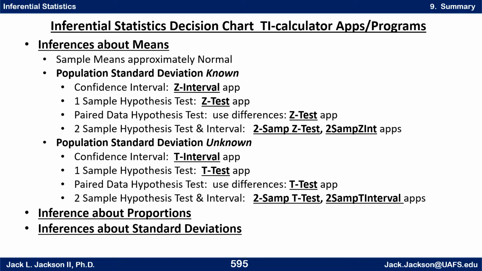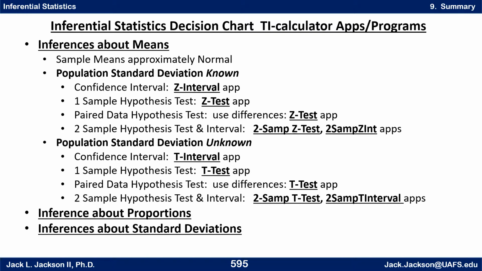If the population standard deviation is unknown, then we replace the Z with a T, and we replace sigma with S, basically, and it becomes a T distribution. For a one-sample confidence interval, use the T-interval app. For a one-sample hypothesis test, use the T-test app. If you have paired data, and we're doing a hypothesis test, do the differences in the two, and just run a regular T-test or T-interval as appropriate. For a two-sample hypothesis test or interval, you can use the two-sample T-test and two-sample T-interval apps.